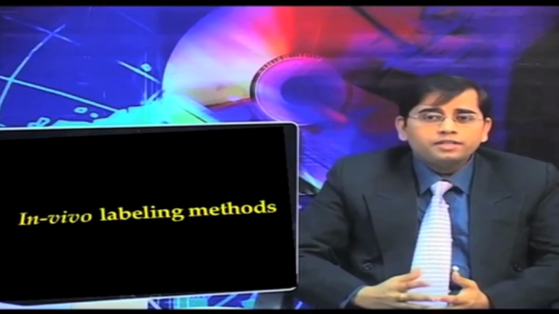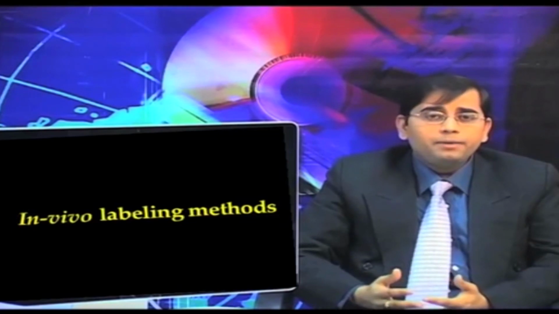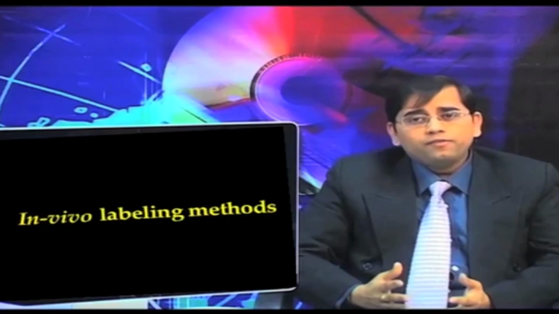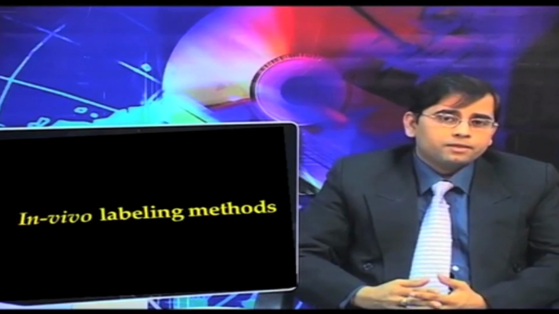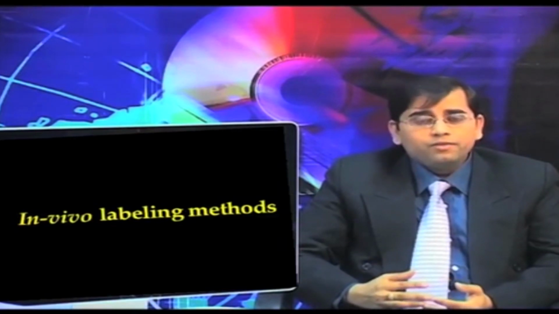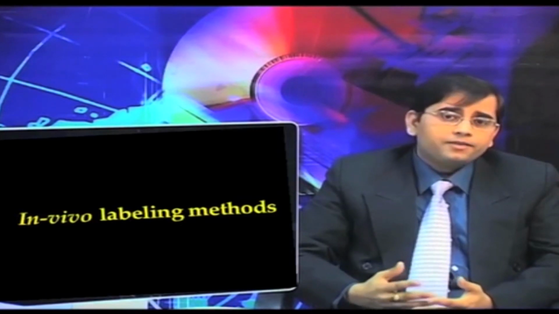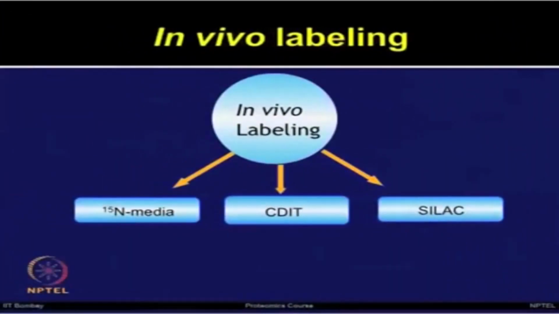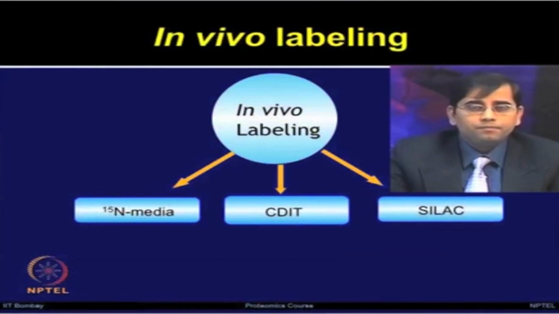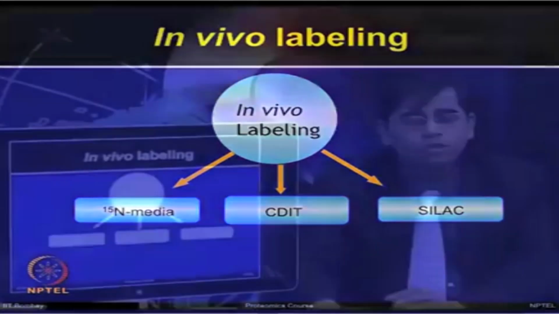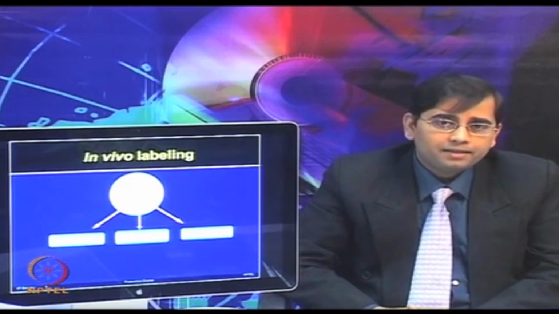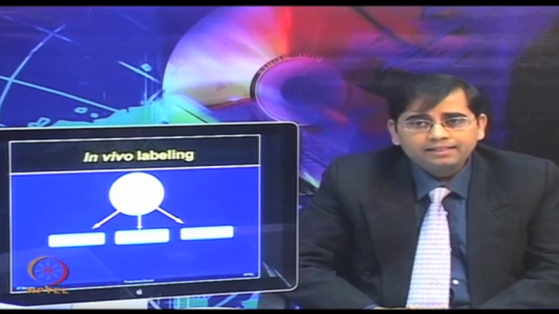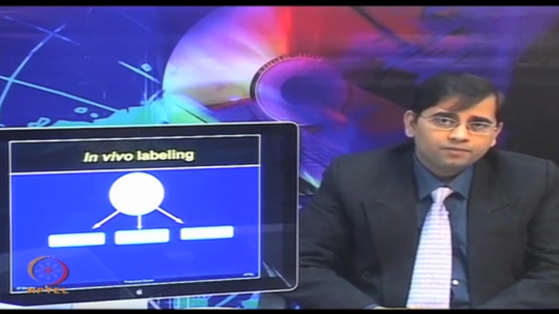For comparative and quantitative proteomic analysis, the development of stable isotope tagging methods allows the quantification of relative levels of proteins. Differentially labeled peptides with stable isotopes can be distinguished by a characteristic mass shift in MS. The different ways of in vivo labeling are enrichment with 15N media, culture derived isotope tags or CDIT, and stable isotope labeling by amino acids in cell culture or SILAC. We will discuss the 15N media method and culture derived isotope tags briefly, and then focus mainly on the SILAC method for the rest of the lecture.